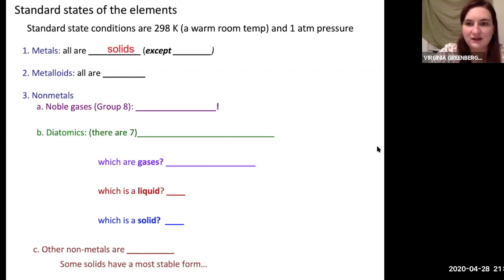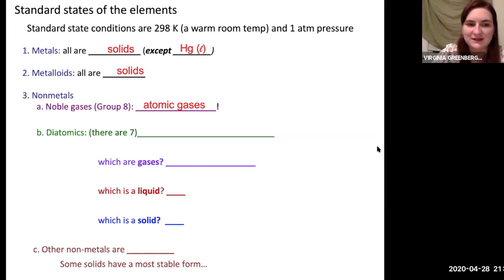And so we'll say that you would expect to find metals as solids. This makes sense when you think about maybe iron or gold. And we have our one exception that you guys probably all already know, and that is that mercury exists as a liquid in its standard state. Then we'll say the metalloids are also all solids. And then when we look at our nonmetals, we can predict that the noble gases, shockingly, are going to be gases in their standard state.